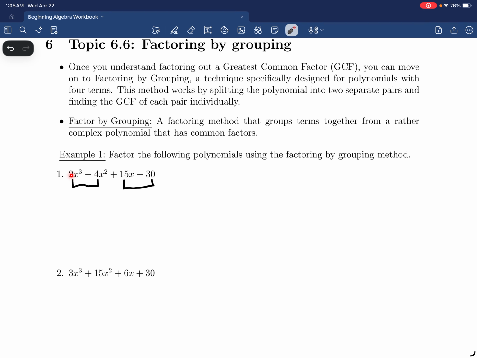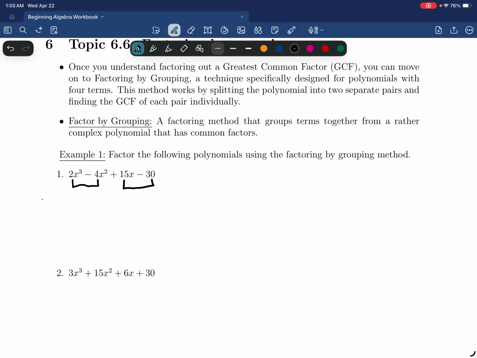And seeing that both of these have a 2 and a 4, I can divide them out by 2. And then both of them have a variable x, and the smallest power is 2. So I'm going to factor out a 2x squared. And when I do that, this inner part is going to be 2x cubed divided by 2x squared, just becomes x. And then negative 4x squared divided by 2x squared just becomes a negative 2.